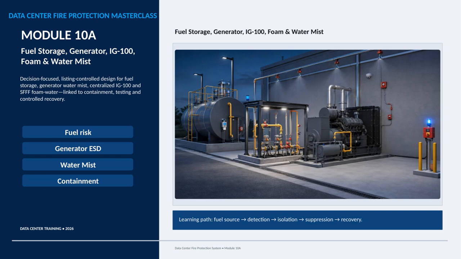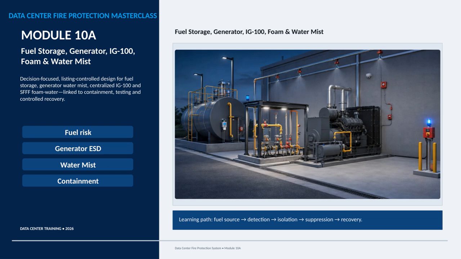The learning path follows the sequence shown here: fuel source, detection, isolation, suppression, and recovery. That sequence is important because fire protection is not a single device or action. It is a coordinated chain, beginning with the hazard and continuing through response and restoration. As we move through the module, we will keep returning to the relationship between fuel risk, generator ESD, water mist, and containment.